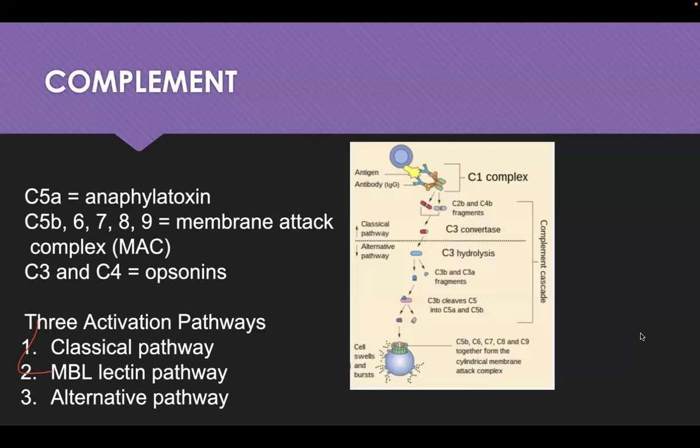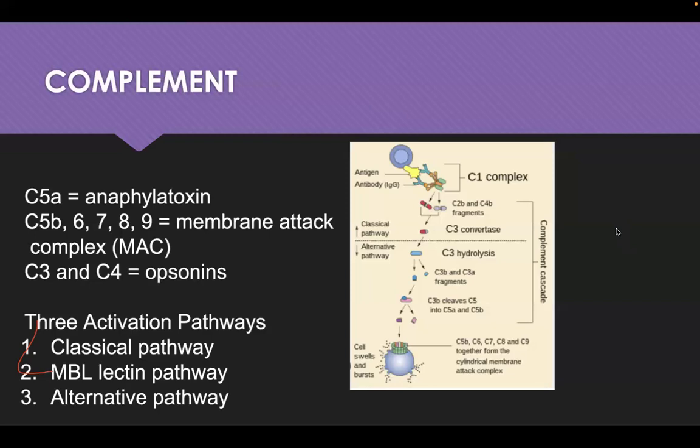Now, there are three ways which we can activate the complement pathways. So we have the classical pathway, which is activated by IgG or IgM when they're bound to an antigen, just as it was in the slide before. Then we also have the MBL lectin pathway, which is triggered when mannose binding lectin binds to mannose on bacterial surfaces. And then we have the alternative pathway, which is activated by spontaneous C3 cleavage, allowing C3b to bind directly to microbial surfaces.